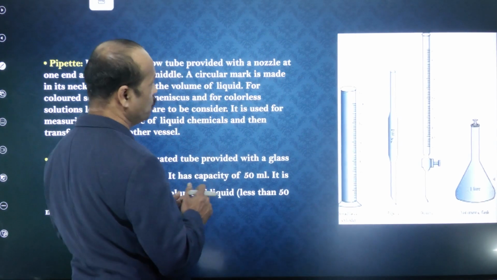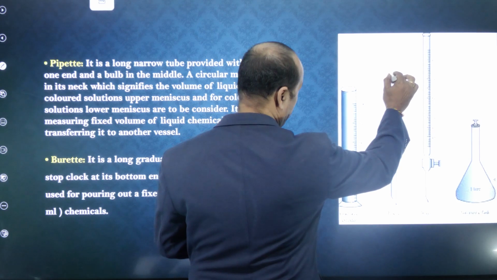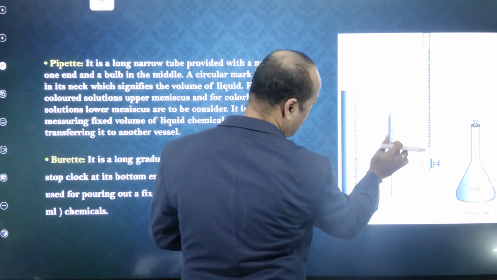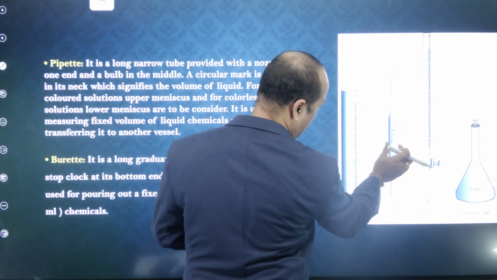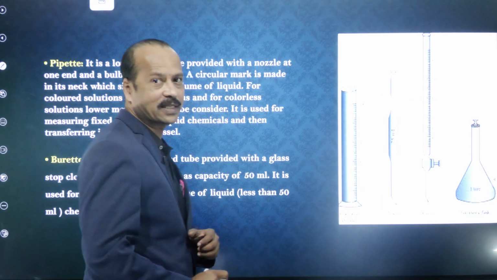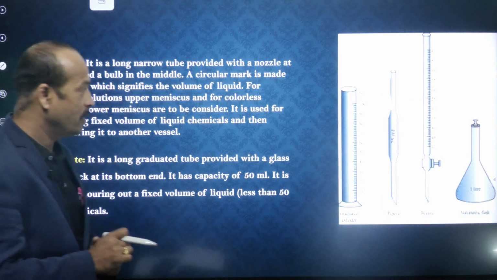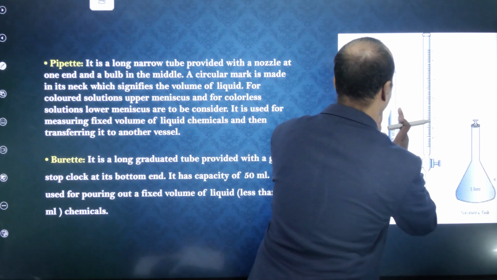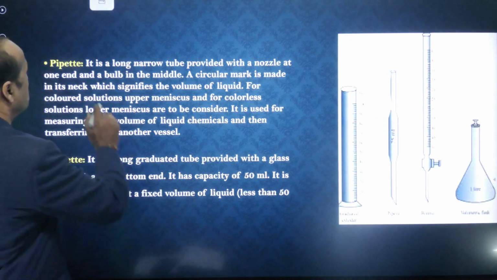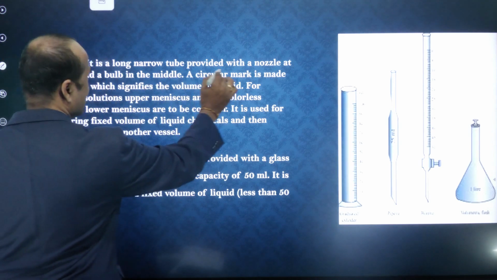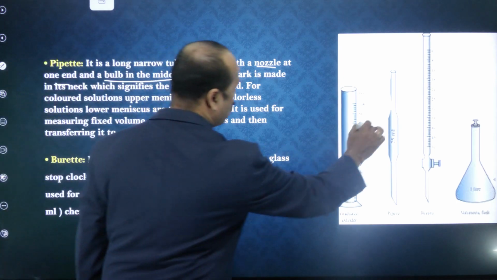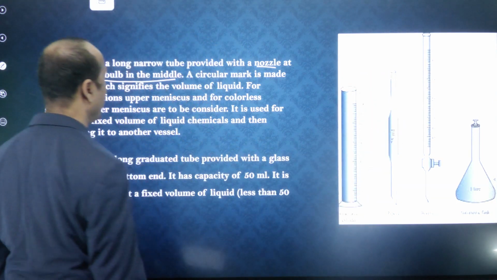A pipette is a long narrow tube. This is called a pipette, students. Can you see this long narrow tube? And here in the middle you can see one bulb, so it is fat, and again thin on both sides. It is a tube with a glass bulb in the center. So it is a long narrow tube provided with a nozzle at one end and a bulb in the middle. This is a nozzle and this is a bulb.